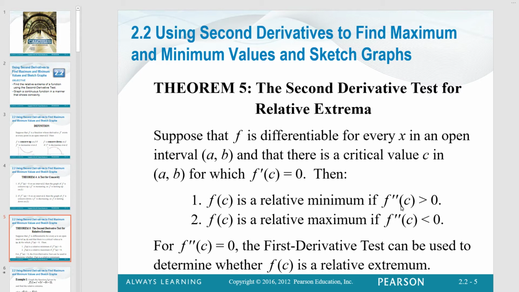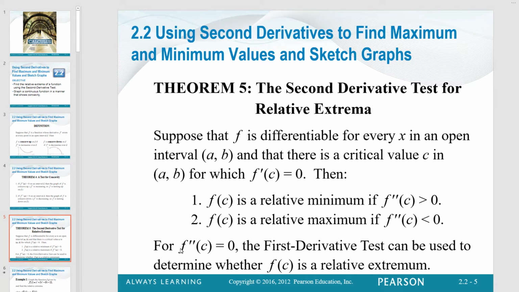is a relative minimum if f double prime of c is greater than 0. If it's positive, the second derivative is positive, then that means there is a minimum. And f of c is a relative maximum if f double prime of c is negative, it's less than 0. Okay, and this makes sense to us because we already know that it will be concave down when the rate of change is increasing, and concave up when the rate of change is decreasing. And so this is an example of where the rate of change is decreasing, which forms a maximum.